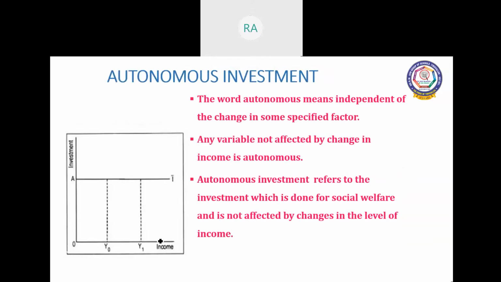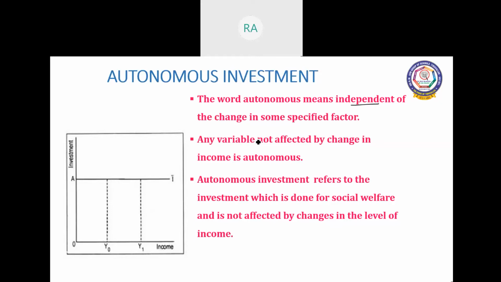Autonomous investment. The word autonomous means independent of the change in some specified factor. Autonomous, it means it is independent. So there's no change. Let the income be Y0 or let it be Y1, the investment made is OA. Even if the income is 0, the investment made is OA. And that is why we say this as autonomous investment.